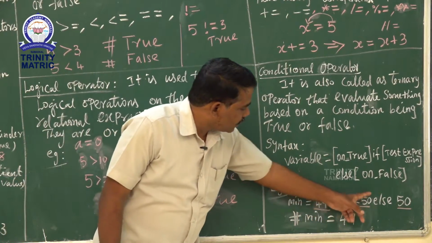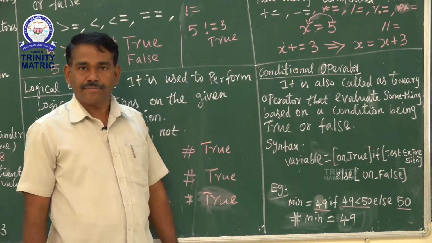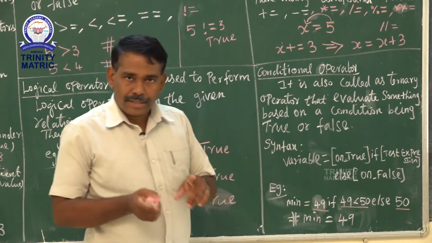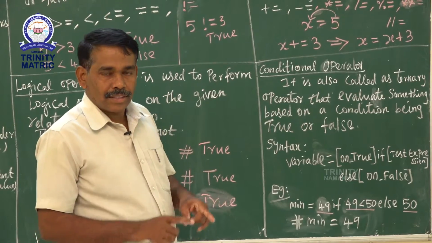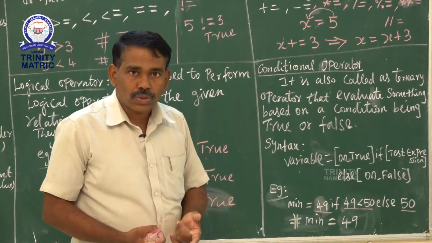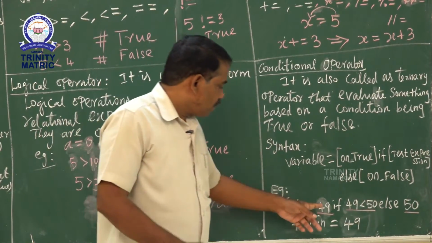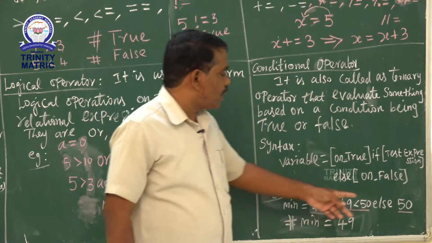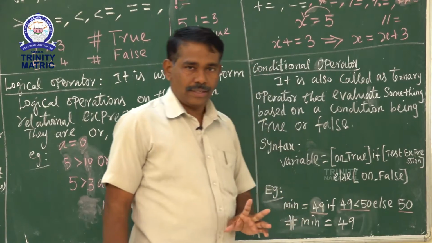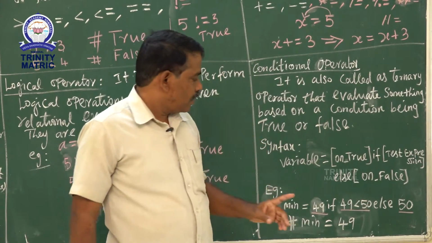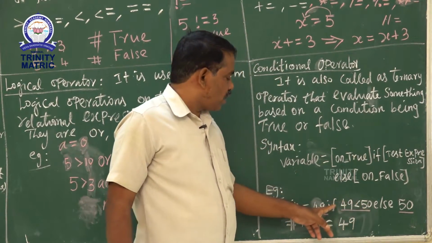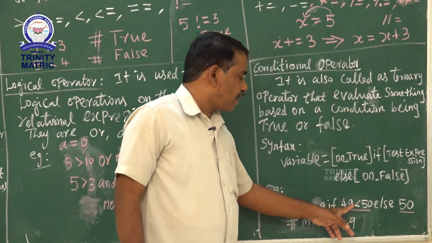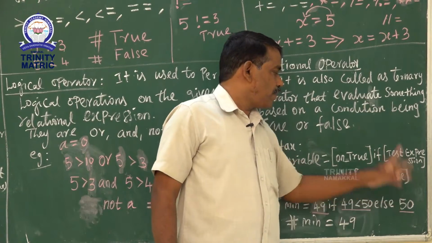Based on the condition given in the expression, if the condition is true, this operator returns the true part. If the condition is false, the else part will be executed. So simply keep in mind, if the condition is true, the part before the if is executed; if the condition is false, the else part will be executed.